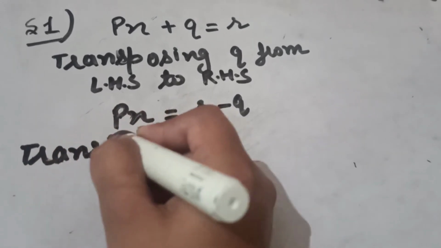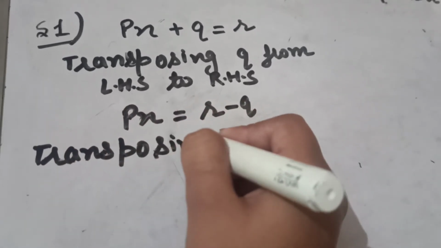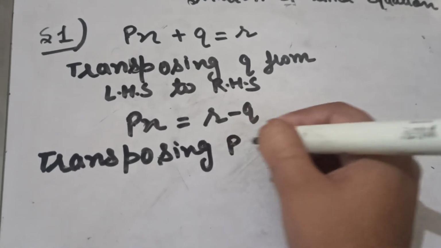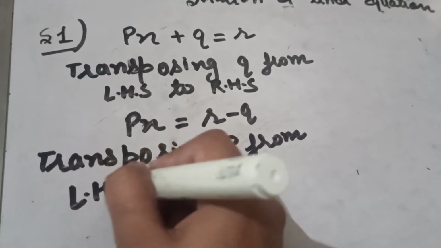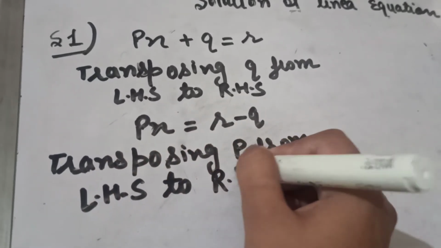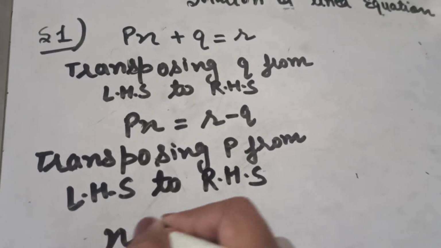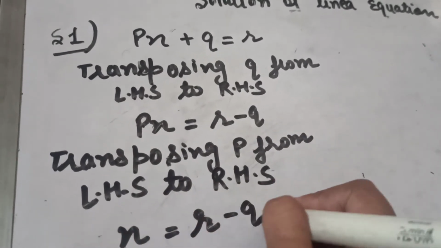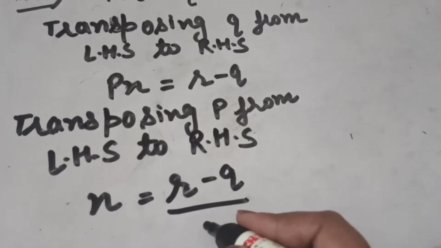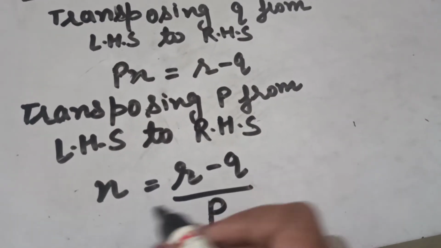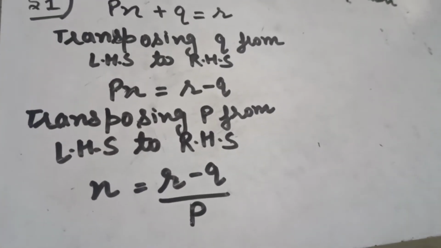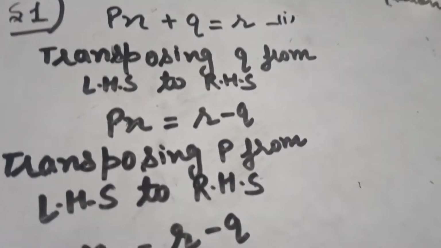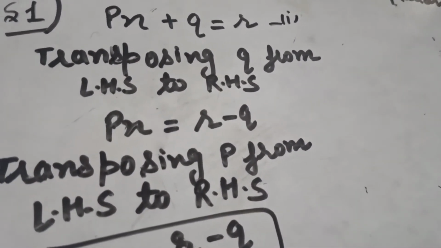So transposing p, again from left hand side to right hand side, x will remain here, r minus q. This p here is in multiplication, or you can say at the place of numerator. When we change the side, it goes in the denominator. Clear? So the solution of the first equation is x equals r minus q by p.